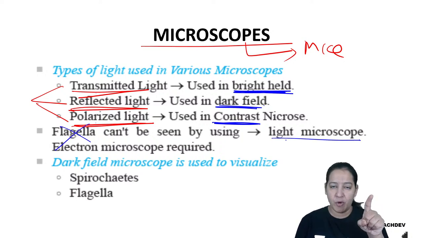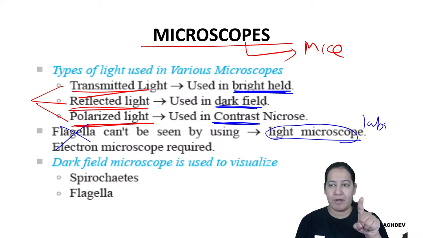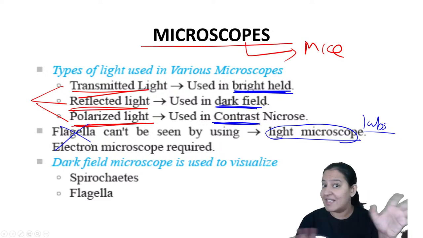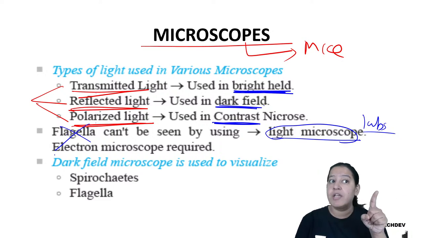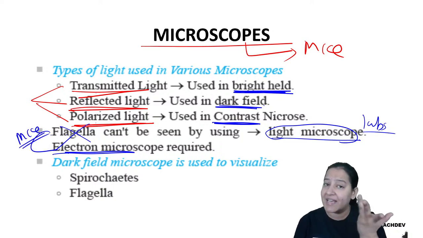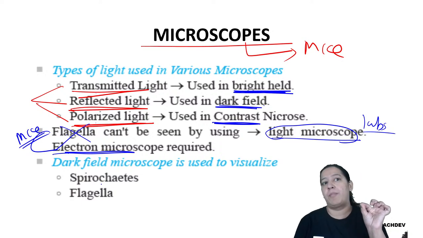Flagella are not seen by light microscope. Do you have light microscope in your labs? Yes, of course. In your lab, you all have seen light microscope. Jo tumhare lab mein hai na, wo light microscope hai. To uspe flagella nahi dikhta hai. Flagella is not seen. For seeing the flagella, you require electron microscope. Again, a repeat MCQ, repeated many times. Flagella kisse dikhta hai? Flagella is seen by electron microscope.